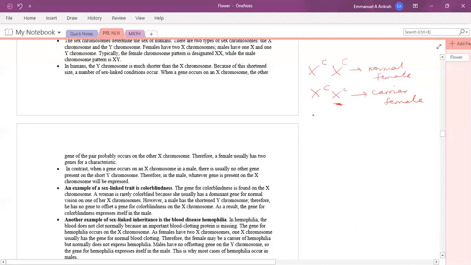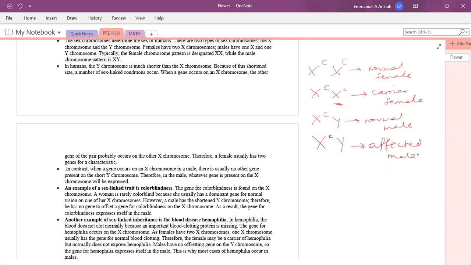You can transfer it to offspring. So the male who has the uppercase gene, which is not colorblind, and then has Y, will be a normal male. And the person who has a lowercase c, which is the colorblind condition gene, because there's nothing to balance it on the Y, this person will be affected. So the male will be affected, but there's nothing to balance it. Okay.